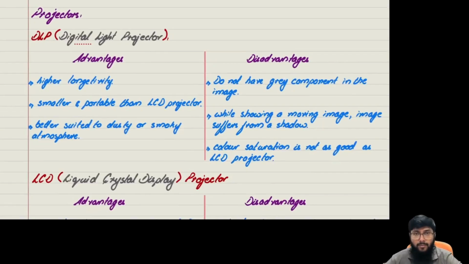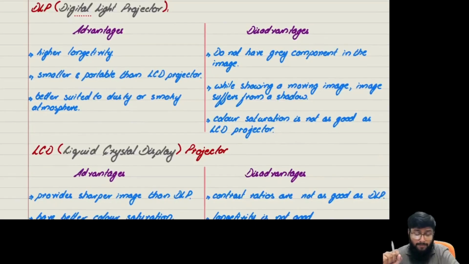There are two types of projectors: DLP projectors and LCD projectors, digital light projectors and liquid crystal display projectors. DLP projectors require a backlight source. As the backlight source strikes the lens, it expands that light, and it comes up on the wall. That is known as a DLP projector. On a regular basis we are utilizing the DLP projector.